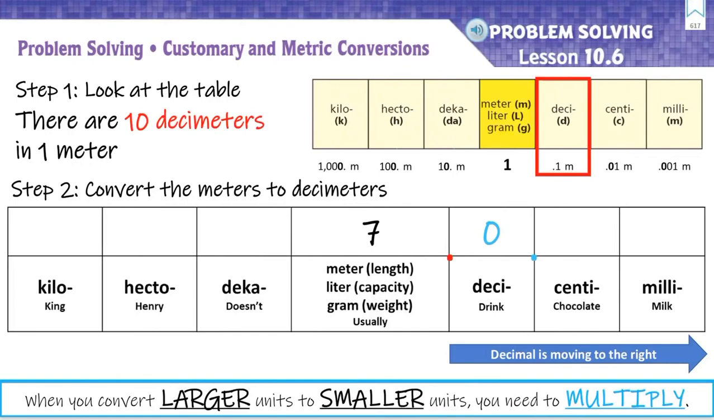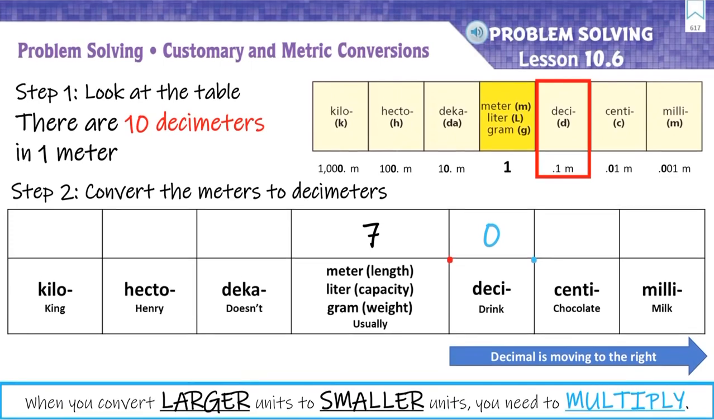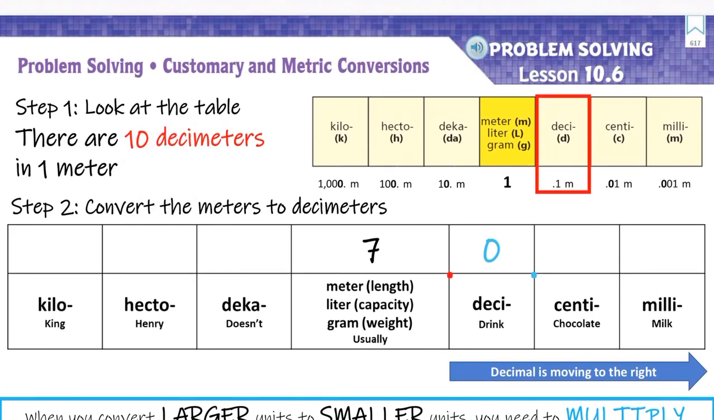I'm using a diagram solution. You don't have to. You can literally just go 7 times 10 because there's 7 meters. 7 meters times 10 decimeters equals 70 decimeters, right?